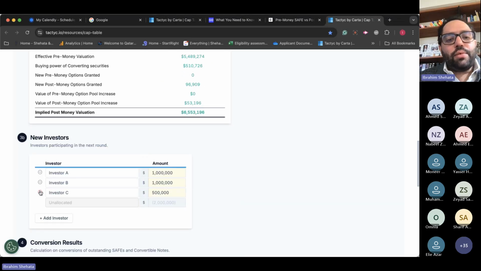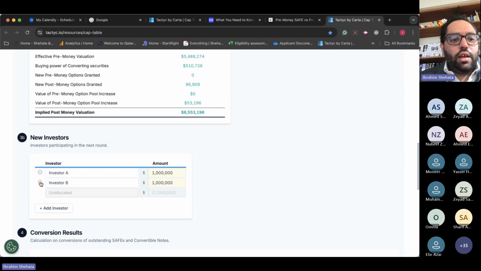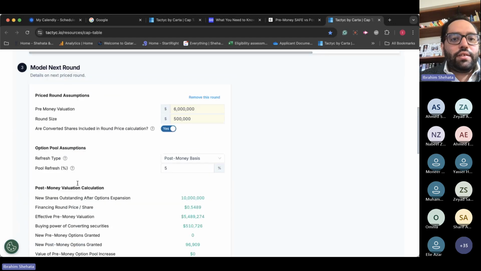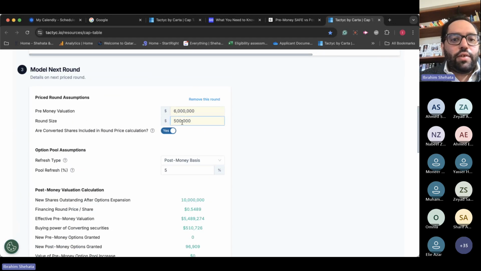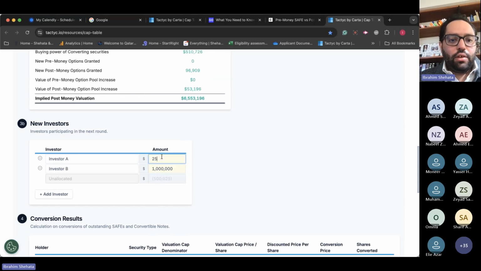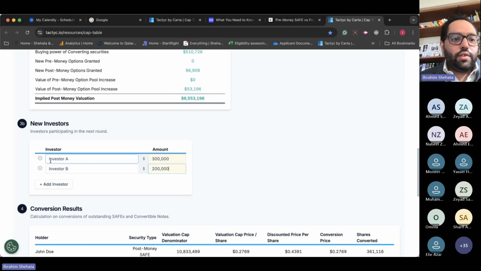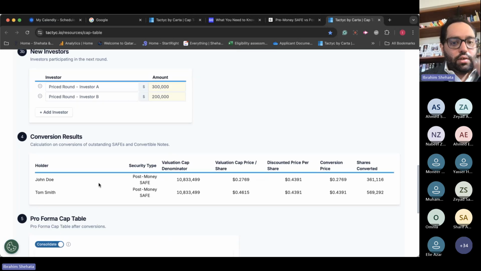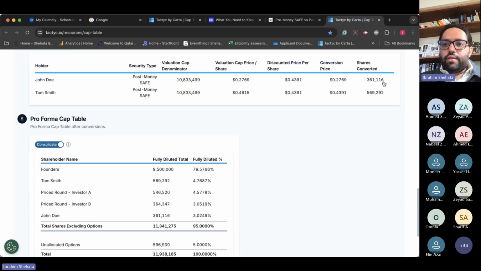Here's the new investors, the priced round. So here's the breakdown of this $6 million valuation at 500, which means that here, for example, he will contribute $300,000, and he here will contribute $200,000. This is priced round investor A, priced round investor B. Here it shows how the post-money SAFEs are calculated.